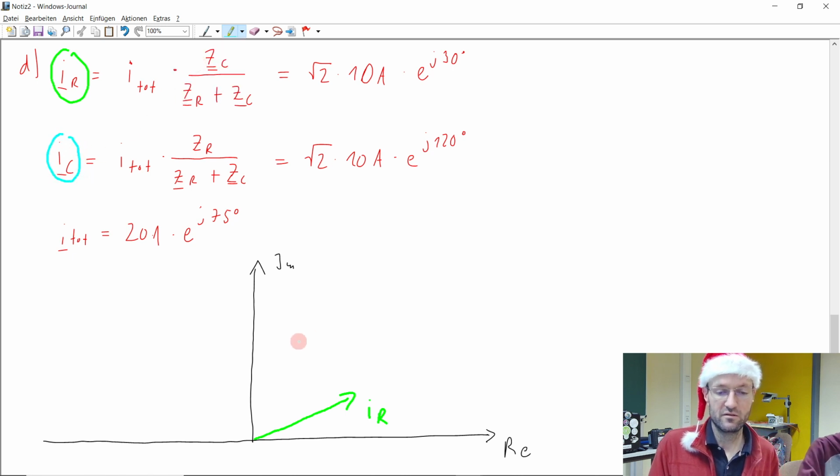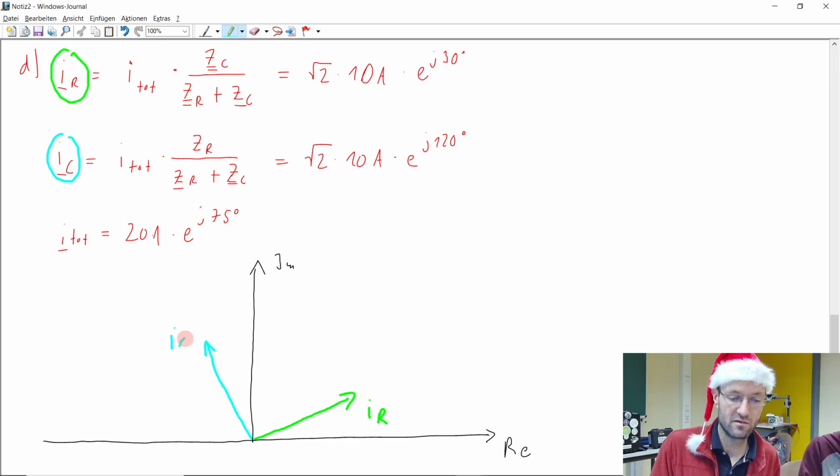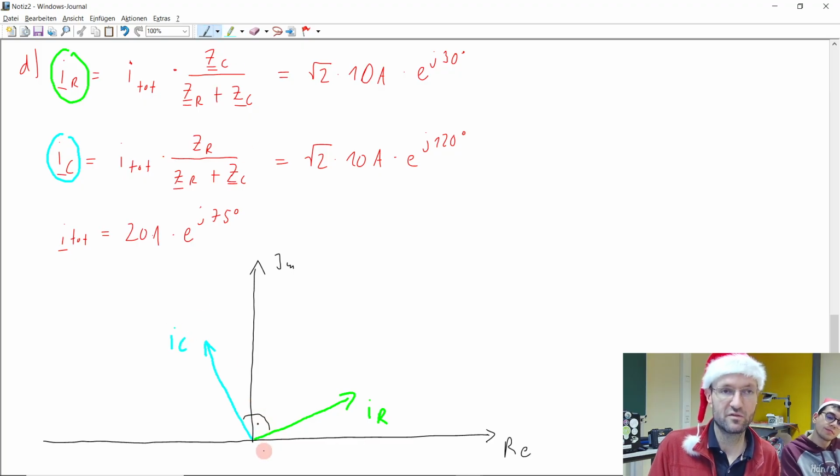This current here has 120 degrees. 120 degrees is pointing in this direction and should have the same length. So this is IC. The angle between them is a right angle. And so now I could also shift the IC to here.